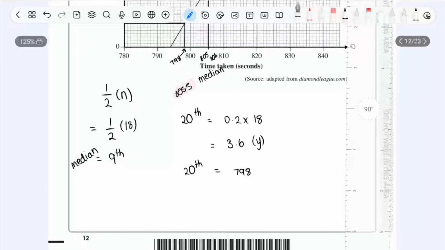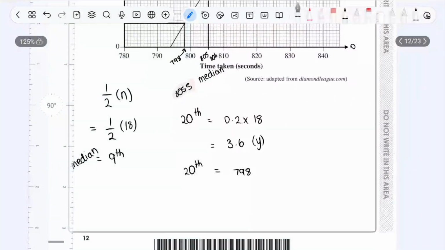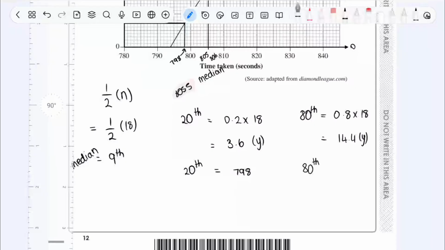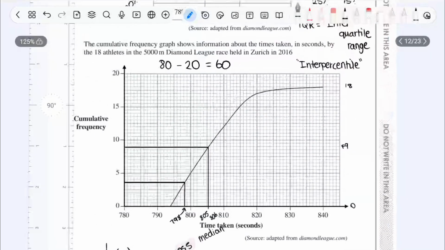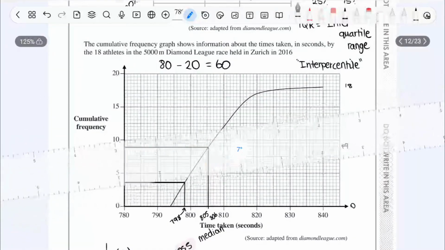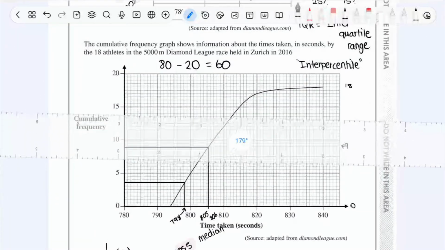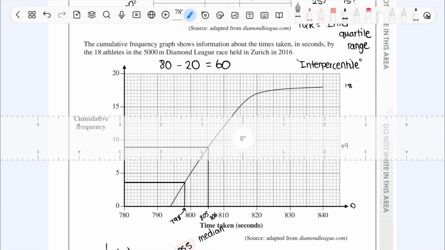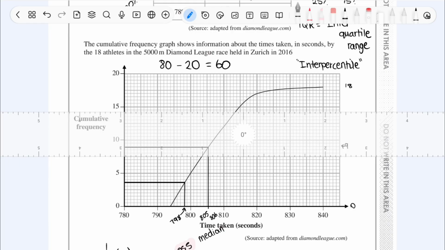Now we'll just apply the same for the 80th percentile. The 80th percentile is going to be 80% of the way through the data, or 0.8 times 18, which gives us the 14.4 value on the y-axis. So to find this, we're going to just go to 14.4 on the y-axis. Again, because it's not a multiple of 0.5, it's going to be quite annoying, so we've got to just really aim for as accurate as we can.